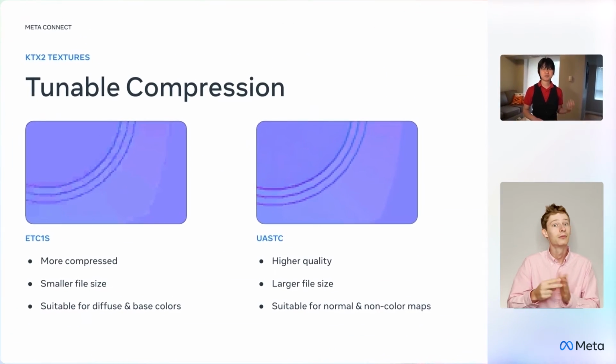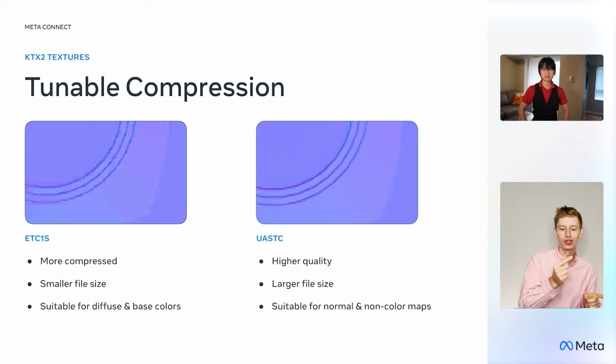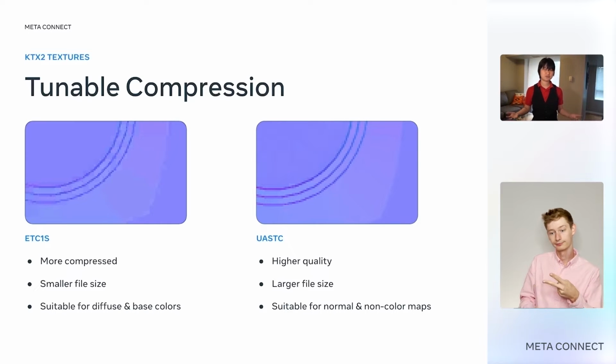It's also got tunable compression support, of which there are two main types. The ETC1S mode is higher loss, but much lower file size, and the UASTC mode is very high quality and a higher file size to match. And regardless of which one you use, you can compress them even further with gzip. And so if there's anything you should take away from this talk, it's that KTX2 textures are great and should be incorporated into your asset pipeline if at all possible.